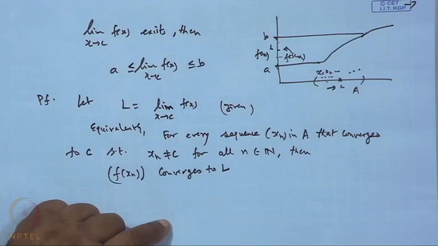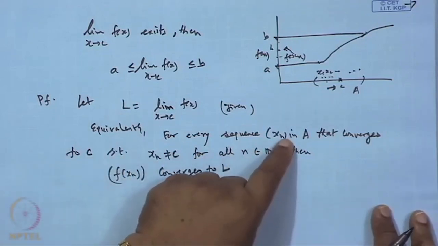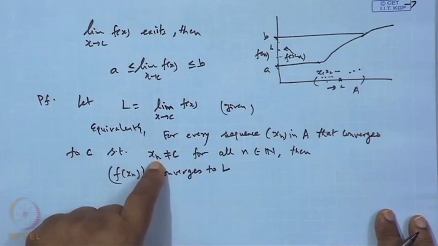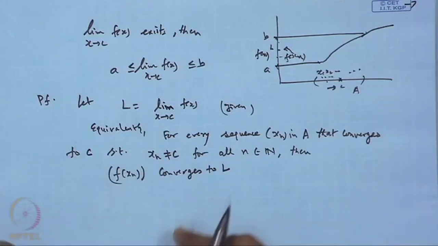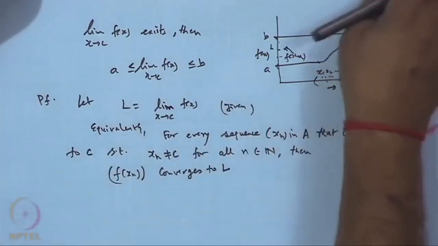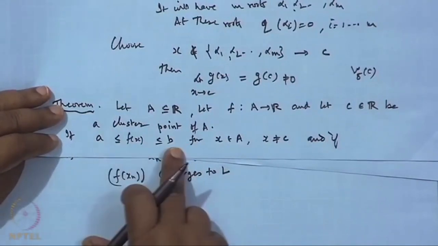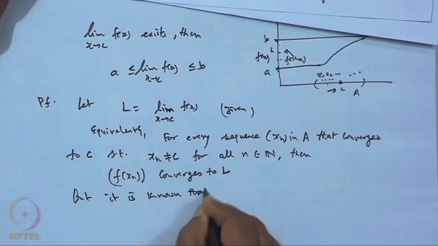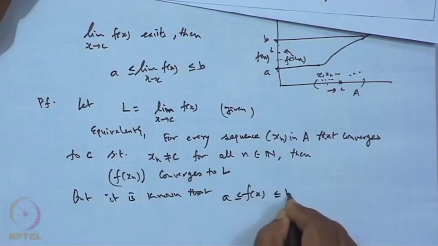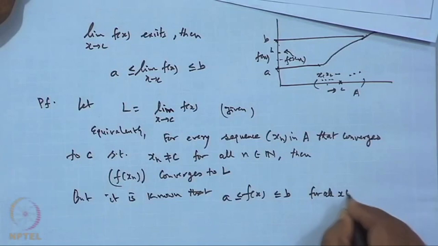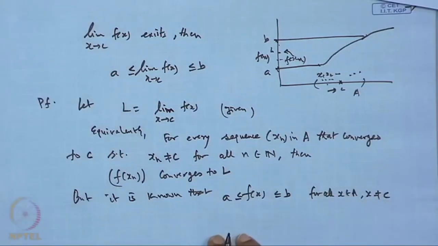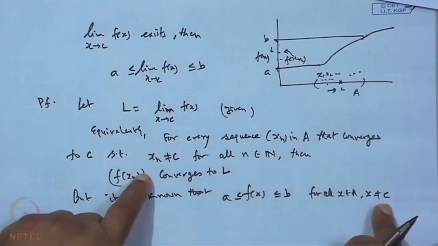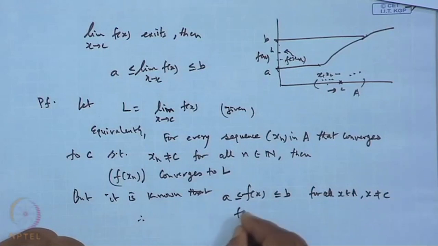So, using this definition, we can prove it like this. Let us suppose a sequence x_n in A exists that converges to C, but all the points x_n are different from C. Then the corresponding f(x_n) will converge. Now, it is given that f(x) always lies between A and B for all x belonging to A, x not equal to C. Here x_n is in A, but different from C. So for such x_n, the value f(x_n) will also lie between A and B, is it not?